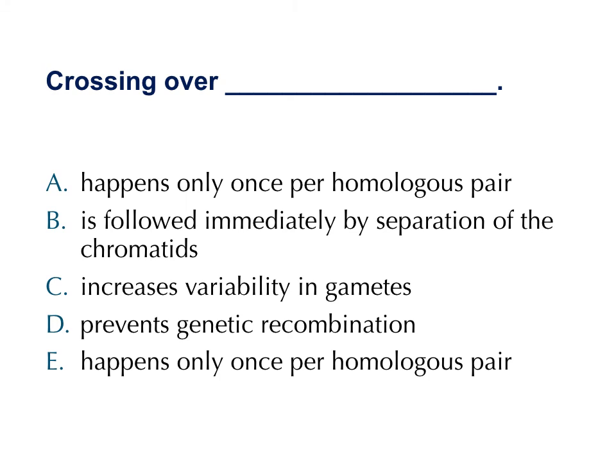Crossing over. This is basically a question as to what is the purpose of crossing over. Does it happen only once per homologous pair? Is it followed immediately by separation of chromatids? Does it increase variability in gametes, prevent genetic recombination, or happen only once per homologous pair? I guess I duplicated on that one, sorry. And it obviously increases variability in gametes. It can happen more than once per homologous pair. It is not followed by separation of the chromatids. It's followed by separation of the homologs going to opposite poles. And it does not prevent genetic recombination. It encourages it.